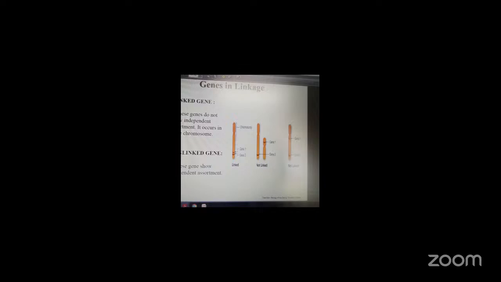Another term is the linkage group. A linkage group is a linearly arranged group of linked genes which are normally inherited together. For example, Drosophila melanogaster has four linkage groups. In human beings, there are 23 linkage groups, that is, 23 pairs.